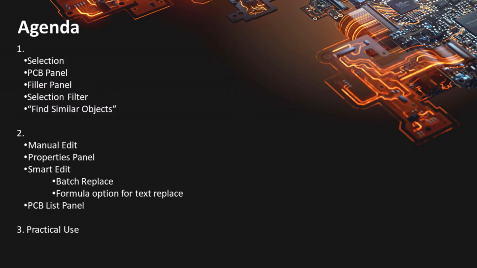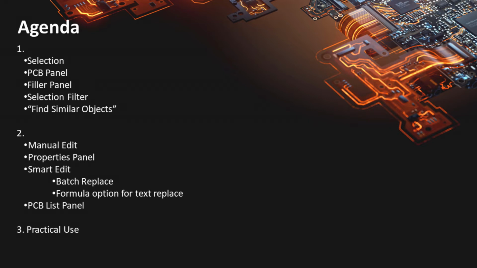The first thing that you need to do for group editing in Altium Designer is to select the objects. And there are a variety of different ways that you can do that. You can select objects in the main editing area. You can select them in the PCB panel. You can select them in the filter panel, or you can use the pre-selection filter in the properties panel. Or if you'd like to select objects in the main editing area, you can just right-click on the object type that you like and use the pop-up selection menu item, Find Similar Objects.